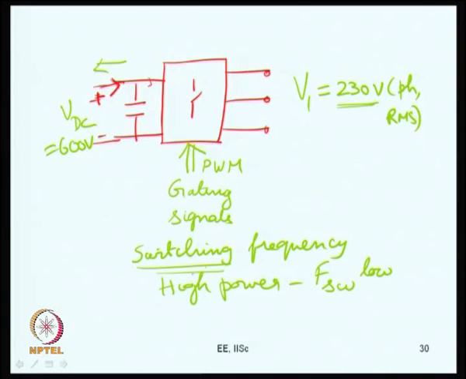So, what I am trying to say is there are very many ways of producing the same 230 volts and taking care of the switching frequency constraint. If you are talking of a high power converter, the switching frequency can be low. Even at a low switching frequency, it is possible to produce this desired fundamental voltage in multiple ways.